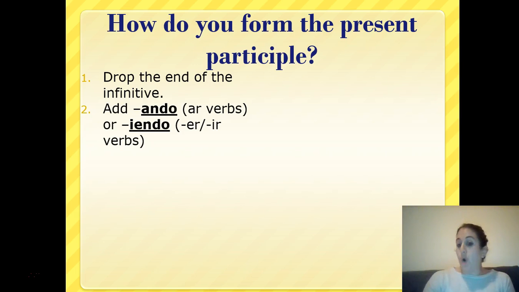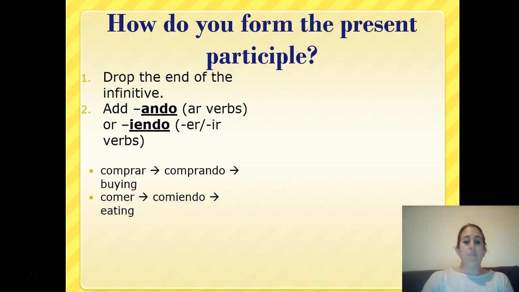Let's say if we wanted to use comer, then it would be comiendo. So comprar, comprando means buying. Comer, comiendo, eating. And then escribir, escribiendo is writing. So that's your present participle. And the biggest thing I want you to be comfortable with is not necessarily knowing what the present participle is, but just saying estoy and then the ando or yendo word.